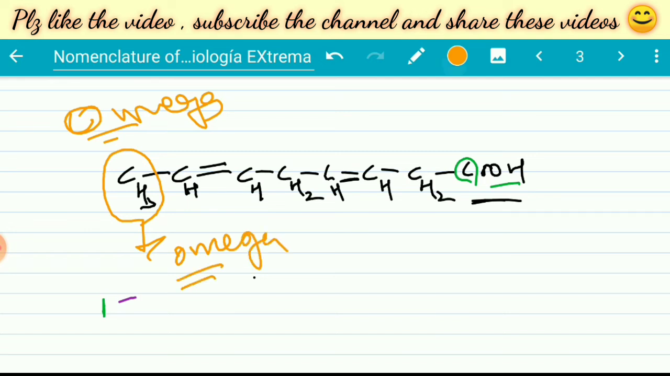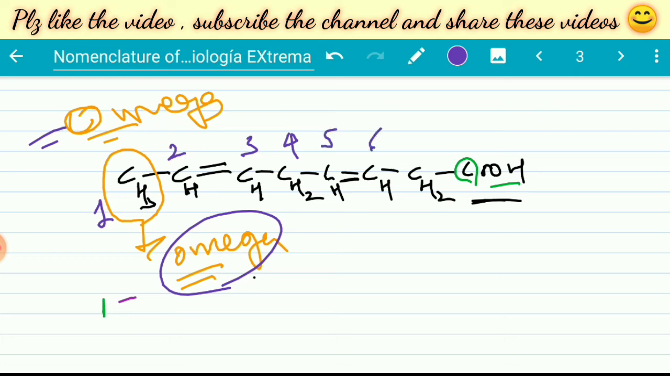Now, how do we assign the numbering? We assign number 1 to the omega carbon. According to the standard system, we assign the carboxyl carbon number 1, but according to the omega system, we assign number 1 to the omega carbon, the methyl end group. So number 1 to this, then 2, 3, 4, 5, 6 and so on.